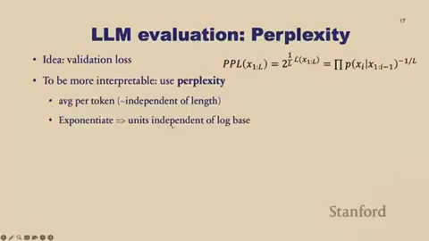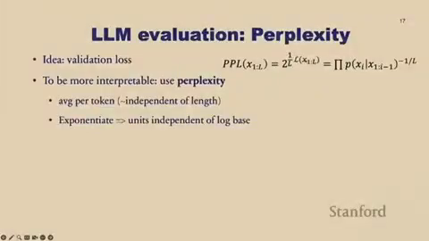The reason you exponentiate is because the loss has a log inside, and one, humans are pretty bad at thinking in log space, but two, logs depend on the base of the log. While when you exponentiate, you basically have everything in units of the vocabulary size. And the average per token is just so that your perplexity is independent of the length of your sequence. So perplexity is just 2 to the power of the average loss of the sequence.